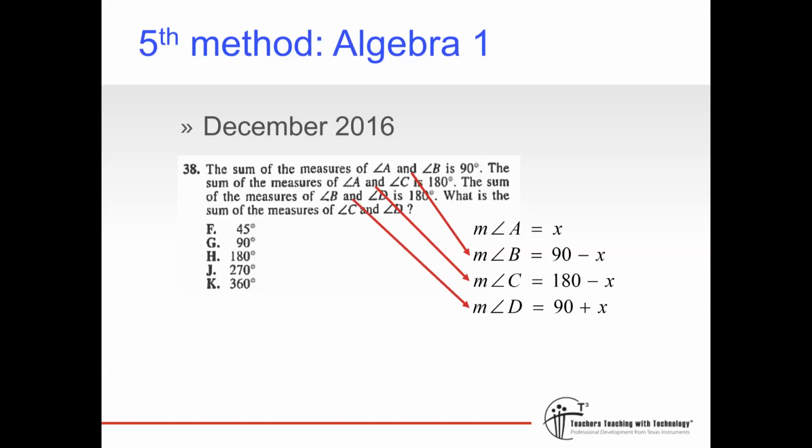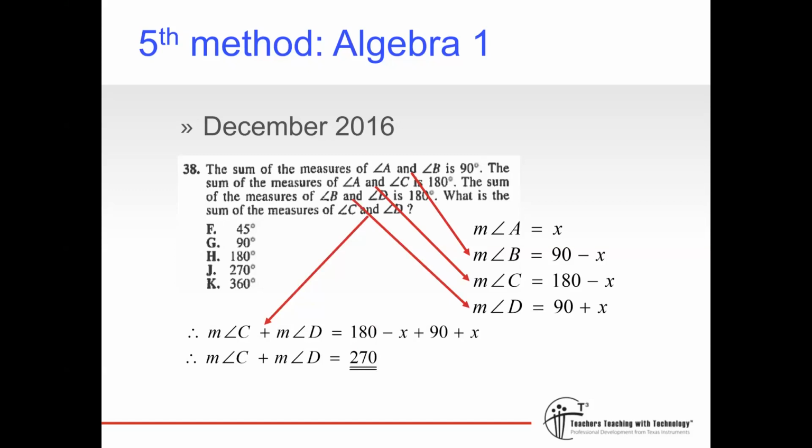So now that we've got it, add C and D. Minus X and plus X add up to 0. Bingo. Beautiful. Algebra 1.